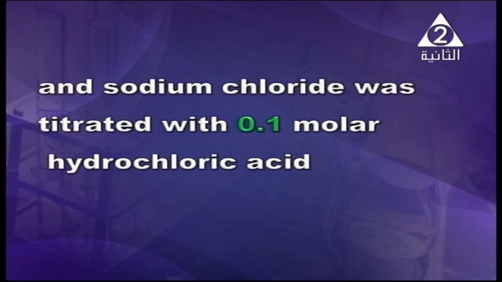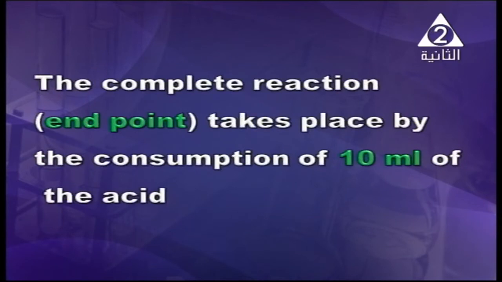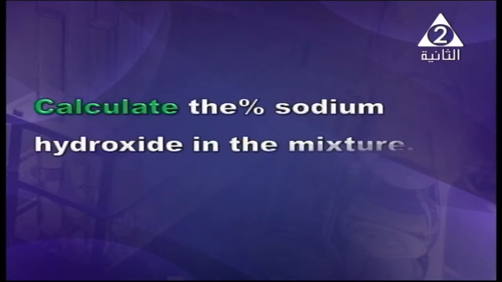Acid and base. It means we have titration. My dear, catch this now. To complete this reaction, the end point takes place by consumption of 10 milliliters of the acid. What do you want? Calculate the percent of the sodium hydroxide in this mixture. Titration here, it's okay. What I need is the percent. How can I answer?